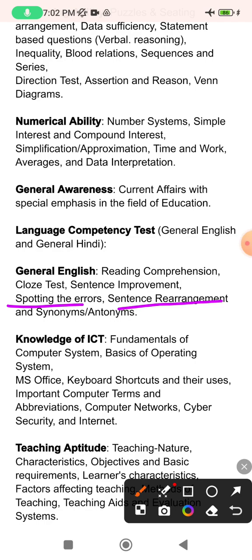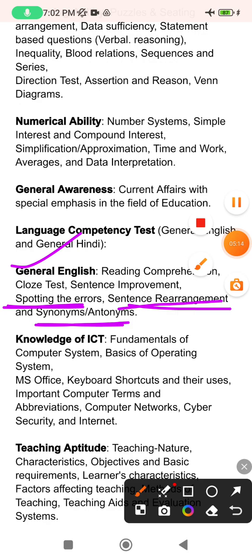Next one is antonym, synonym, sentence arrangement and spotting the errors. Very important. Spotting the errors means it will cover all grammatical topics. You'll be able to find the error whenever you have thorough knowledge of English grammar. Side by side, one word substitution also comes under general English. In the same way, you have general Hindi.